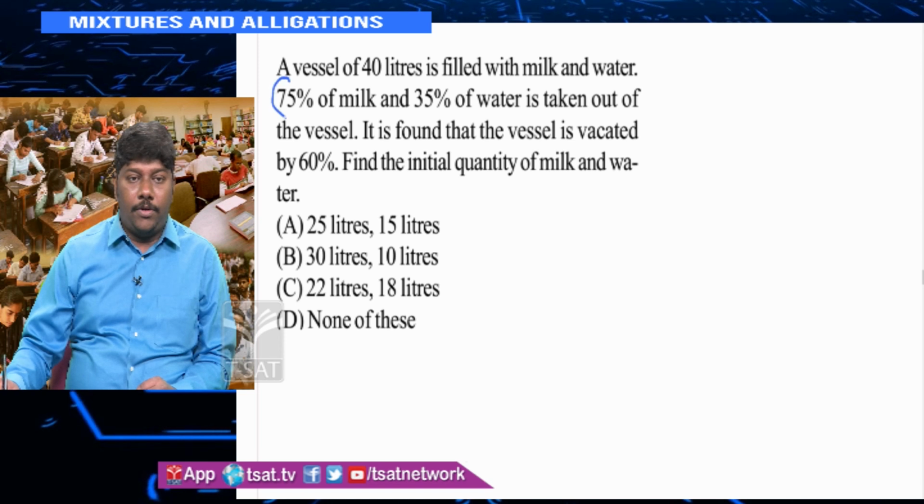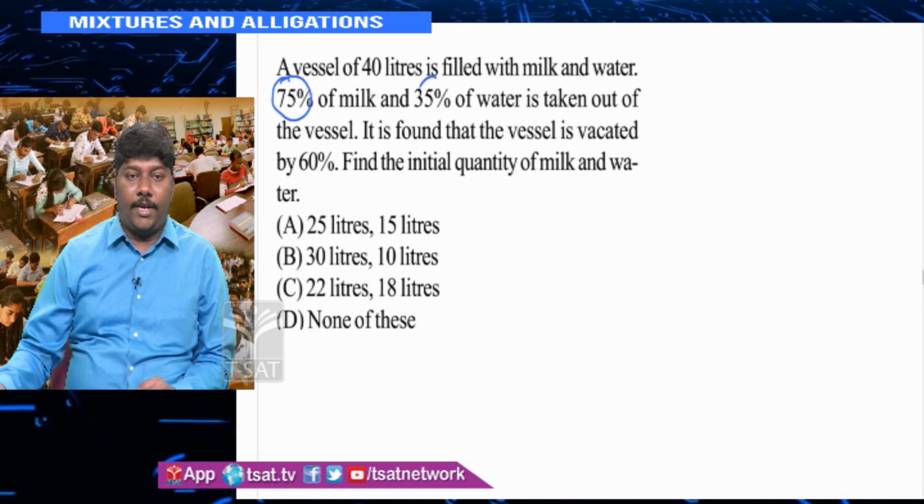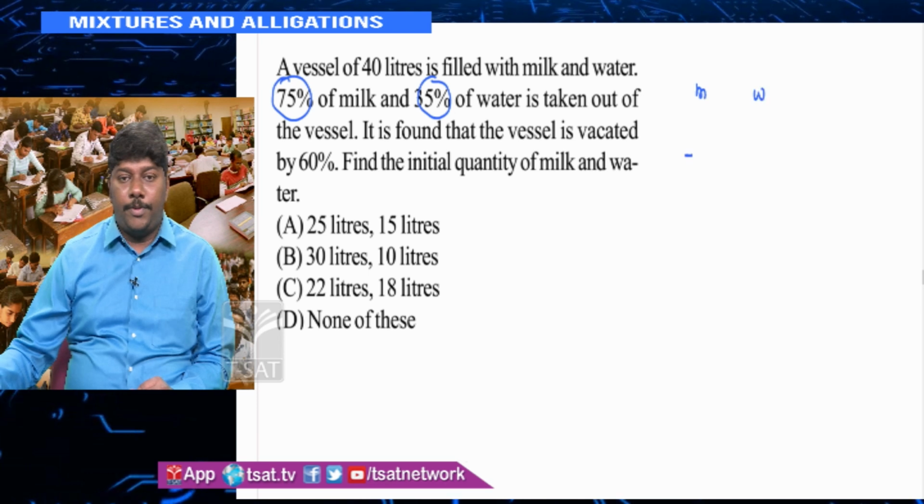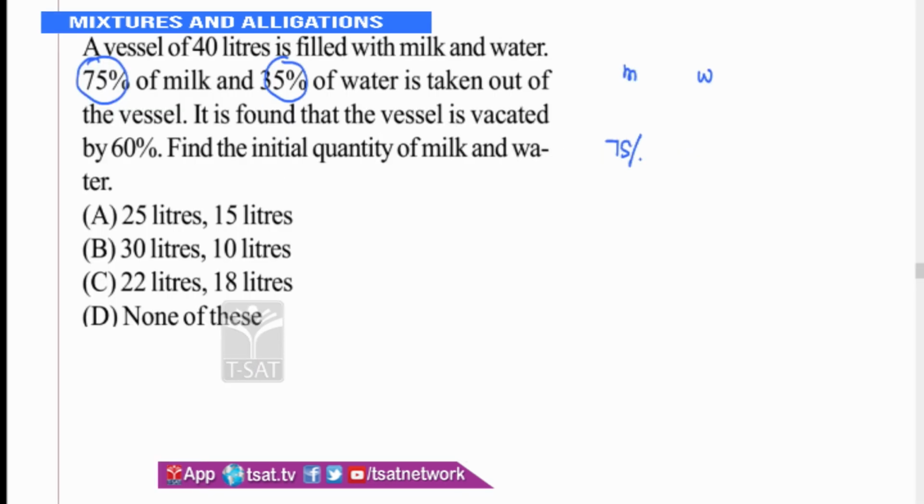See, if you take out 75% of milk and 35% of water, the vessel consists of both milk and water. Which means you add 75% of milk and 35% of water in these quantities N1 and N2, where N1 and N2 are milk and water, and A1 is 75%, A2 is 35%. You get 60% of the volume. Everything is based on the weight, so it's not the concentration, it is weight here. A1 is 75%, A2 is 35%, your capital A is 60%.